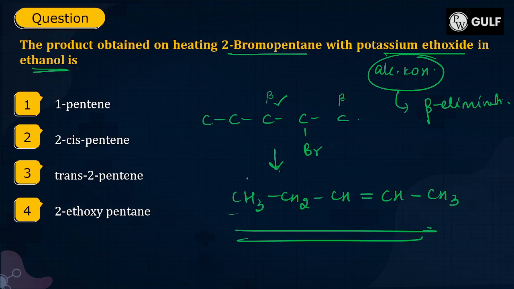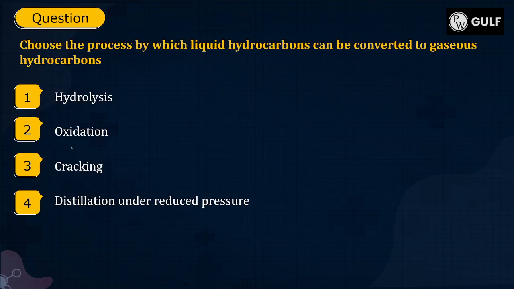Now the question is, we have gotten pentene. It is definitely not 2-ethoxypentane. Now the question is, are we going to get cis-pentene or trans-pentene? Now in this case, what you need to understand is trans is more stable than cis because of symmetry. Thereby, trans will be formed as a major product always. Alright, moving on to the next question.